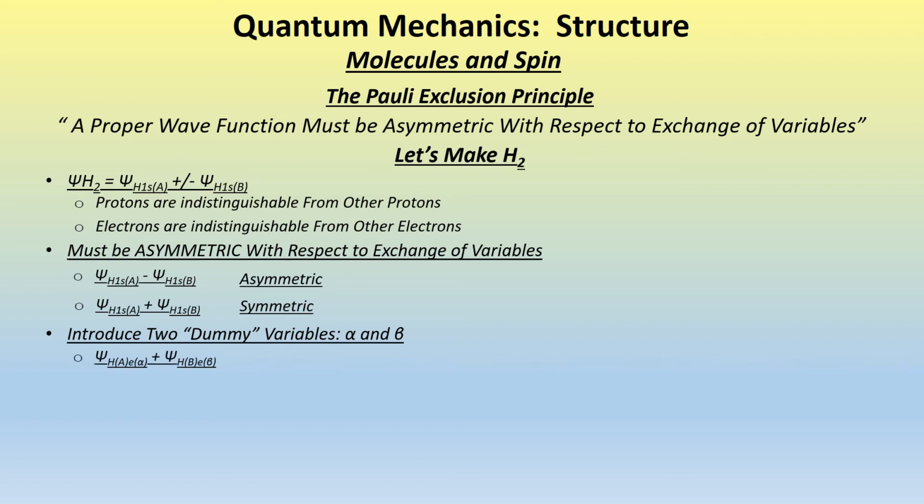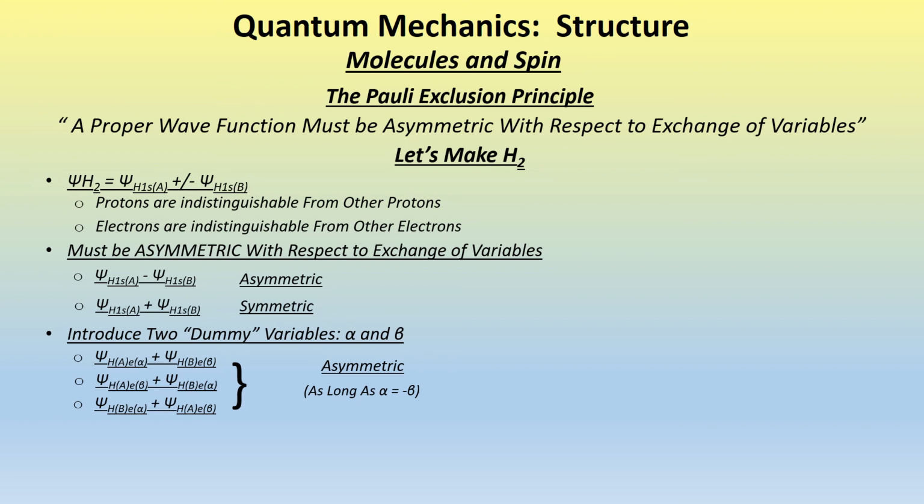HA electron alpha plus HB electron beta, HA electron beta plus HB electron alpha, HB electron alpha plus HA electron beta. You will notice these functions are asymmetric as long as we stipulate that alpha is equal to minus beta.